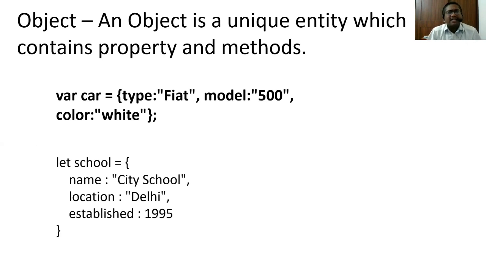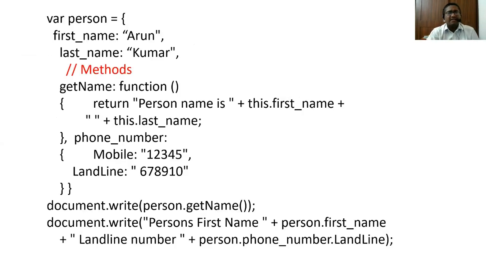As I told you earlier, JavaScript is an object-based scripting programming language. So here we can use the object concept also. We can use not only one variable, we can use multiple variables, processed in an object-based way. That's what you are seeing here. Variable car equals type: Fiat, model, etc. Color, everything was given. And another variable, let school equals name, location, established, etc. was given. So we can process these details also.